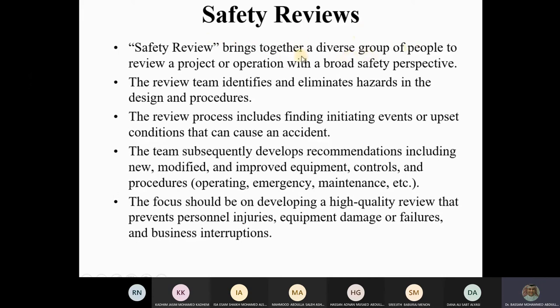And safety review is just bringing a group of people together, and they talk together, and of course they are experienced people. The review team, what do they do? They identify what the hazards are, and then they try to eliminate those hazards by looking at the design and procedures. And the review includes finding the initiating event. So why does this hazard get released and harm people? What is initiating it? What is going wrong? And what is upsetting our process?